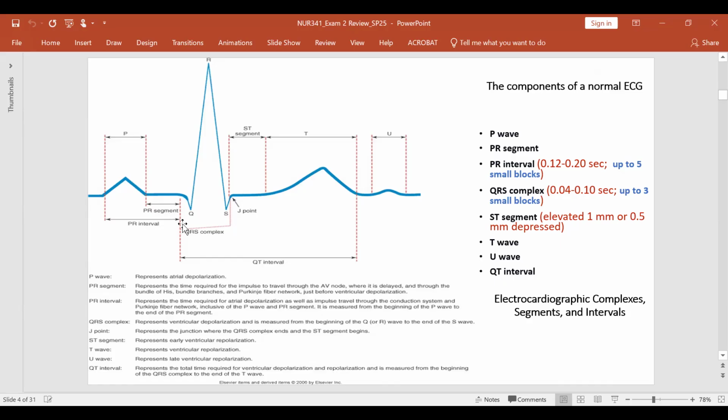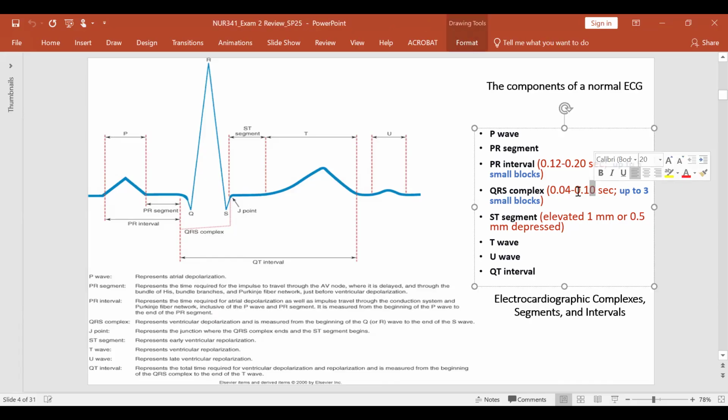For the QRS, if you have noticed, the QRS is way shorter than the PRI. PRI is supposed to not exceed 5 small boxes. However, the QRS can be at least 1 small box, 0.04. It should not exceed 0.12. Actually, you can change that to 3 small boxes. So it should be between 1 and 3 small boxes. So QRS should look narrower and shorter than the PRI.